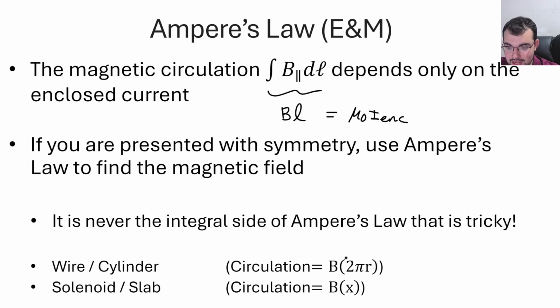So if it's an actual circle, you circulate around the circle. And if it's a solenoid or a slab, you take a half in, half out rectangle on the center, and only one of the four sides contributes there. So look that up. Ampere's law is 4.7.